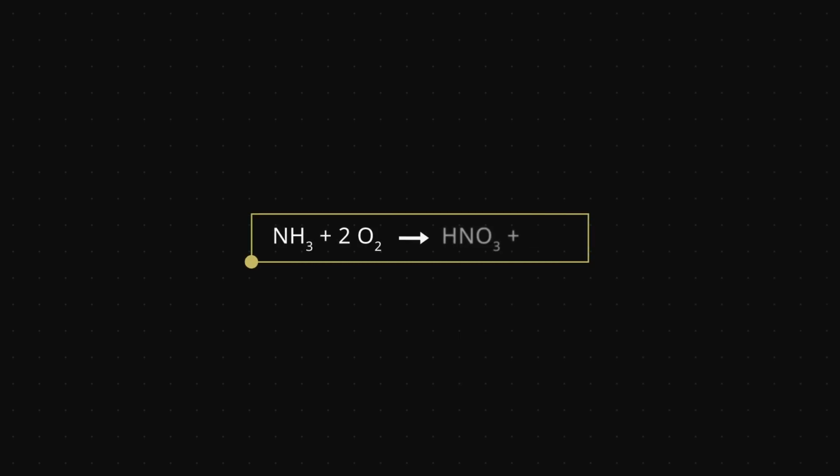Consider this reaction. 1 NH3 plus 2 O2 produces 1 HNO3 and 1 H2O. Let's say we react 3.2 moles of ammonia, NH3, with 5.4 moles of oxygen, O2. How much nitric acid, HNO3, could we produce?